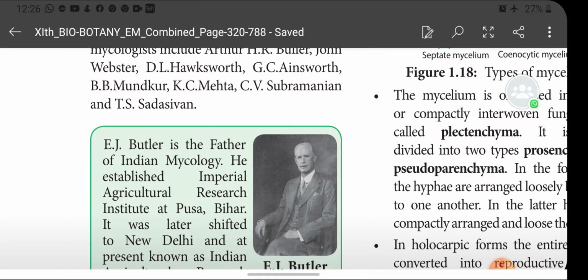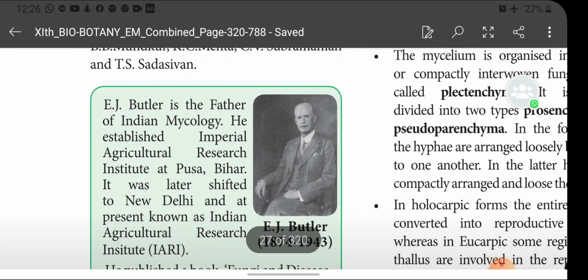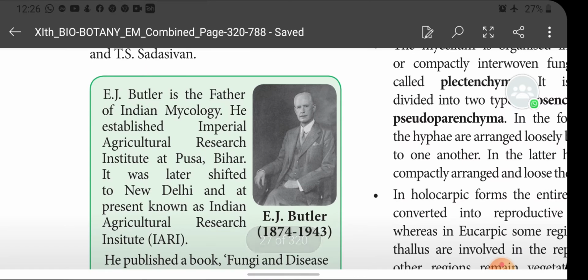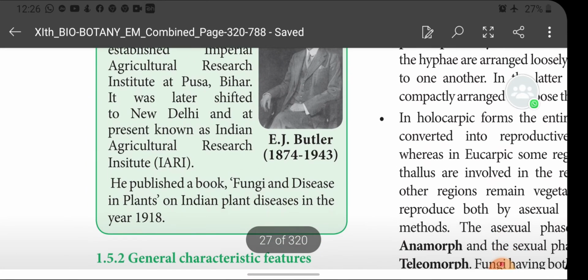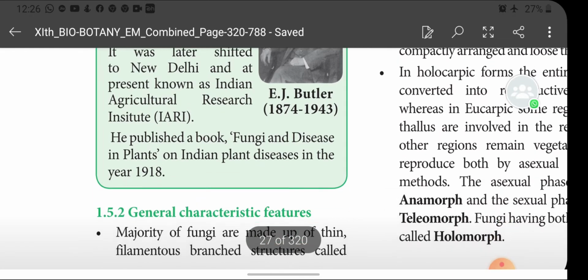E.J. Butler is the father of Indian mycology, a one mark question. He established the Imperial Agricultural Research Institute at Pusa, Bihar. It was later shifted to New Delhi and is at present known as the Indian Agricultural Research Institute. He published the books Fungi and Disease in Plants and Indian Plant Disease in 1918.